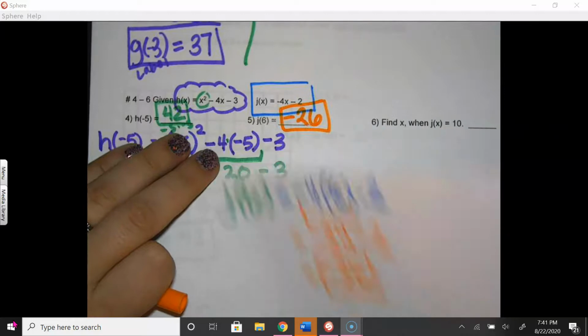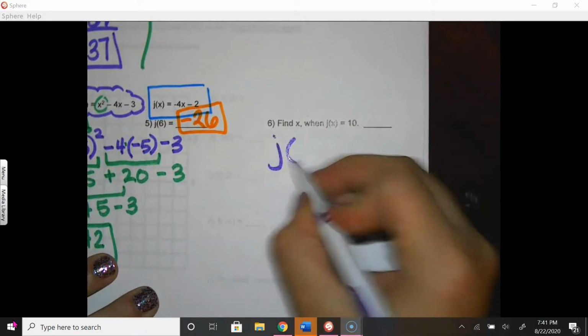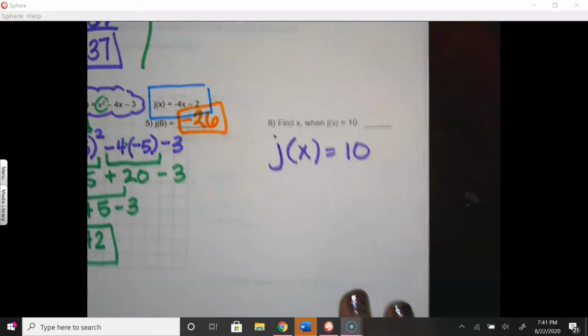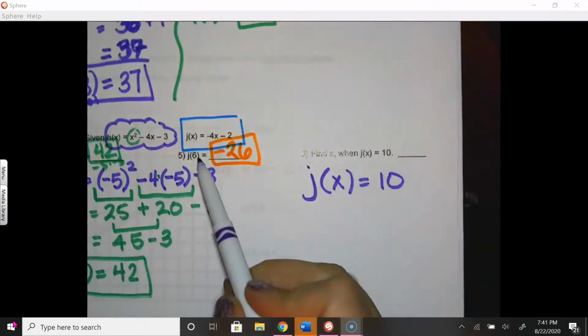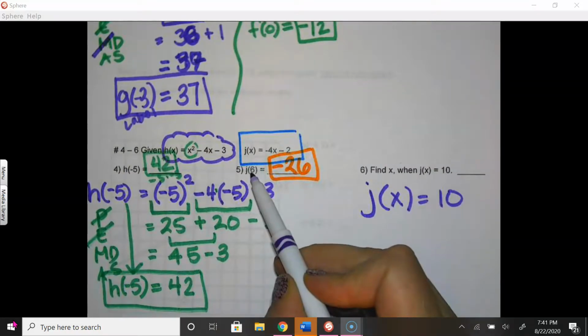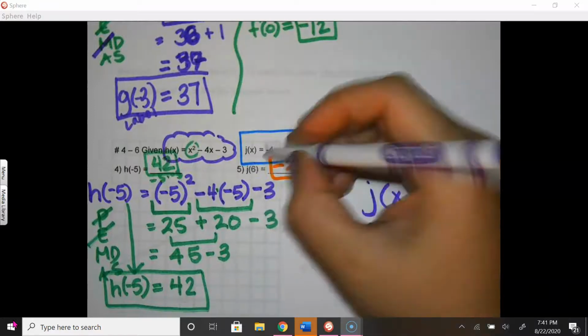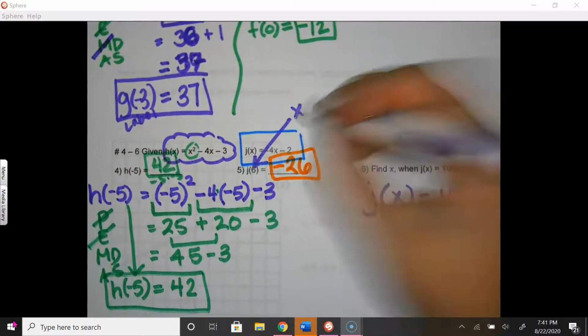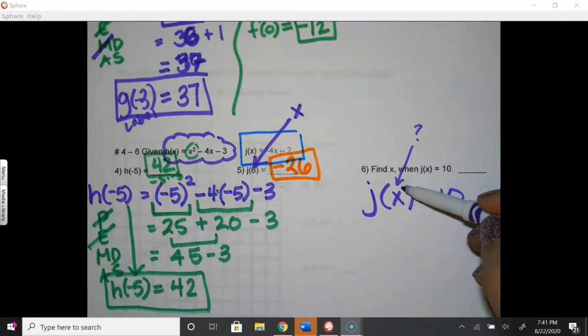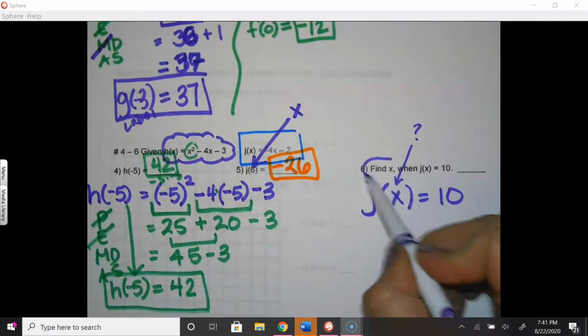All right. So now number 6 says find x when j of x equals 10. So this is different. If you look at this, in all the previous problems, there's been a number in front of or in the parenthesis for x. So we plug this number in for x. Now if we look here, there is no number for x. So we have to find x.